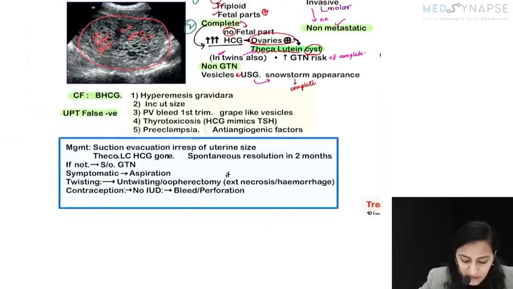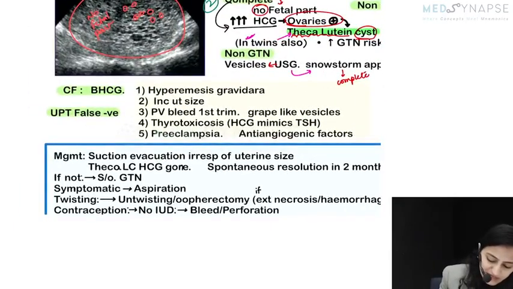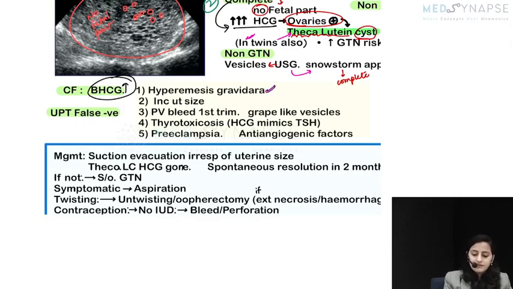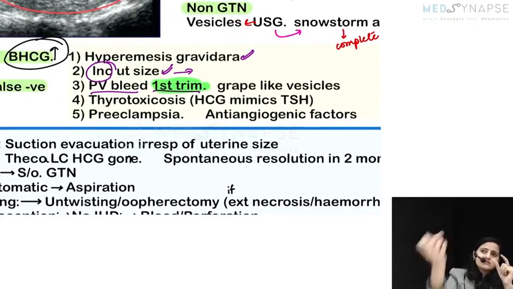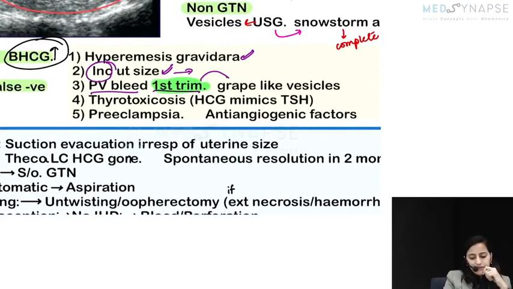The clinical features that you see in molar pregnancy are basically because of the high beta HCG. The beta HCG is high, so there will be more vomiting, hyperemesis gravidarum. The uterus size will be more because the hydropic villi increase the uterine size. The patient can present with PV bleed in the first trimester itself. From the starting itself, there can be bleeding. Basically, those vesicles, the moles, come out, and the patient comes with a history of grape-like vesicles coming out per vagina.